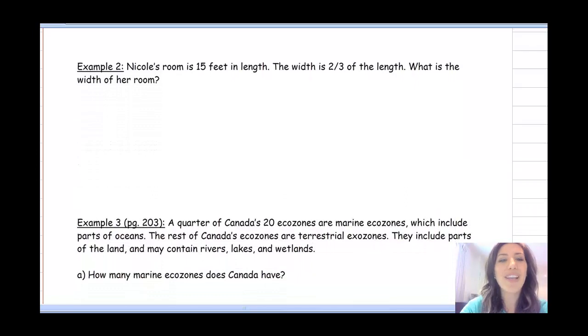Alright, Nicole, her room is 15 feet in length. So it's 15 feet long, and the width is 2/3 of the length. So we need to think, is 2/3 smaller or bigger? Remember that a fraction is always part of a whole. So 2/3 is like 2 parallelograms out of 3. So if we had 2 parallelograms out of 3, so that's less. So it's going to be shorter in length. So our answer should be less than 15. But let's figure it out. What's the width?